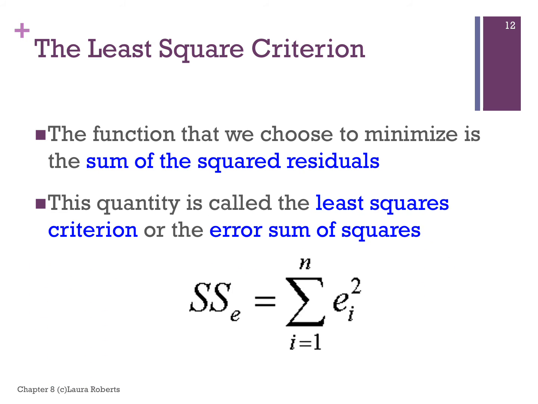Here's the equation we'll use, and the one the regression app used, to compute the best fit line mathematically. The equation is read: the sum of the squared residuals is equal to the sum of all the individual residuals squared. The function that we choose to minimize is the sum of the squared residuals on the right side of the equation. And this quantity is called the least squares criterion, or the error sum of squares, which is on the left side of the equation.